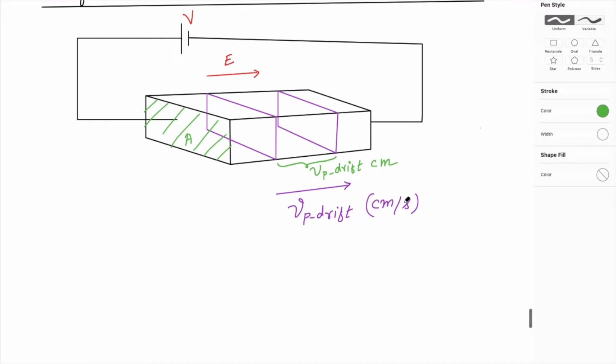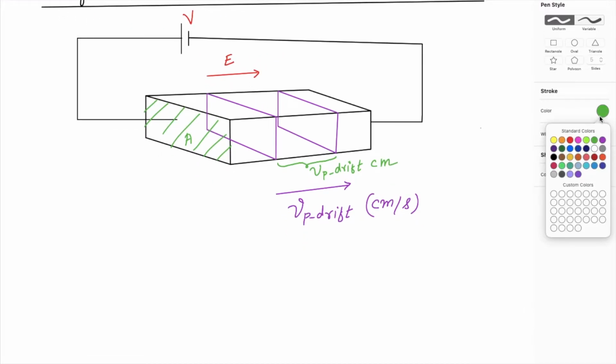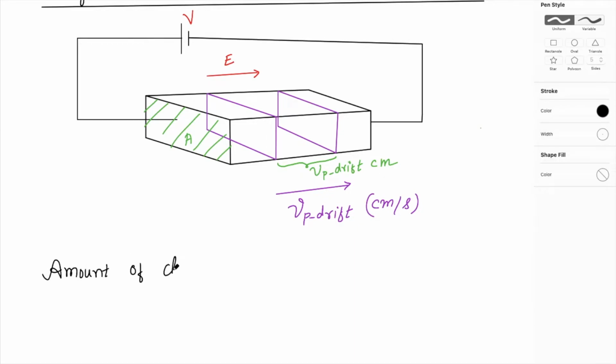Okay, so the amount of charge present in this box is given by A into vp drift. So this is the volume, and the density is p, of course, the density of the holes is p, and the charge of each hole is q. So this much amount of charge is present in the box which has moved from this point to this point in 1 second.